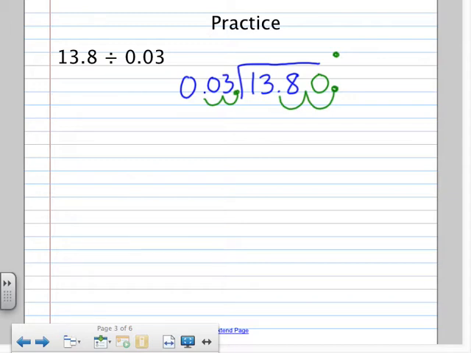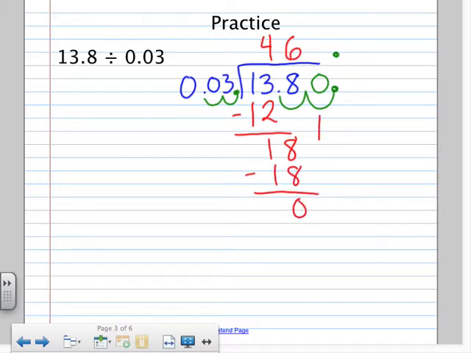Now, as you're doing your division, be really careful that you're lining up all the place values correctly. Because if you're not, you can end up with the decimal point in the wrong spot.